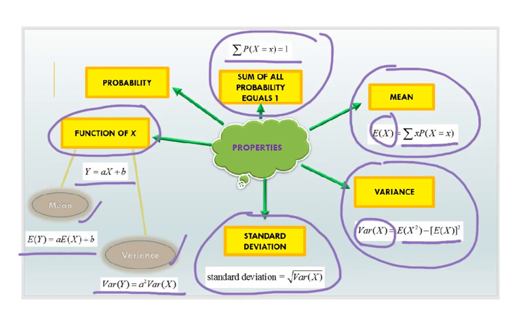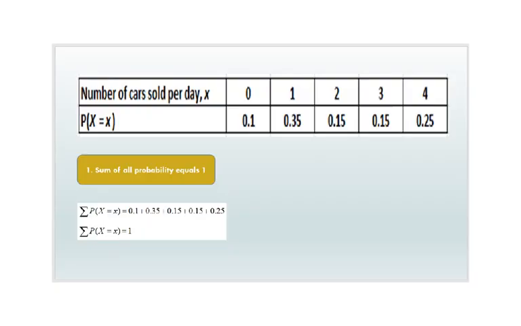And the last one is the properties of probability, where you want to calculate the probability. Okay, so let us have a look at an example of how we are going to apply all these properties of probability distribution on a probability distribution.